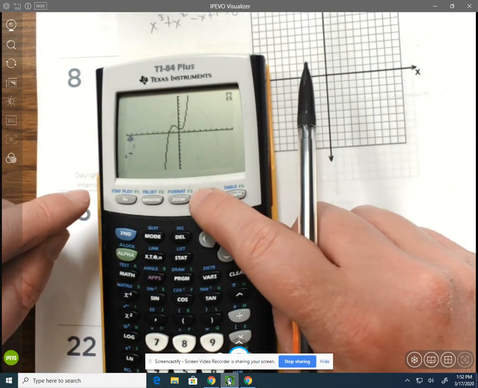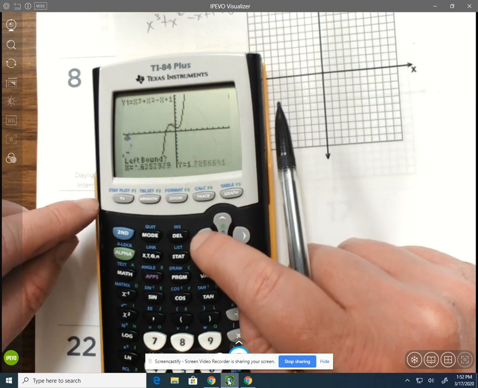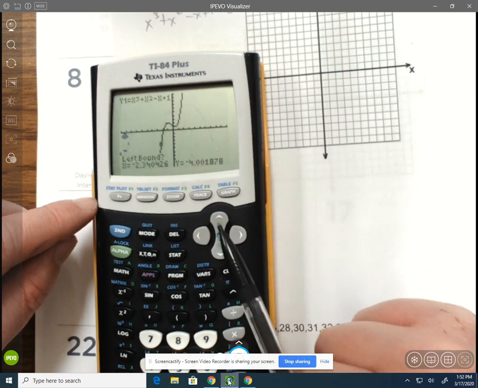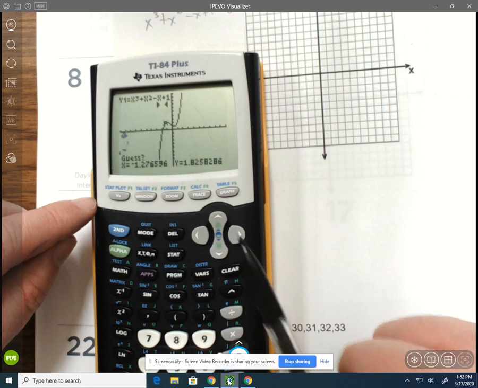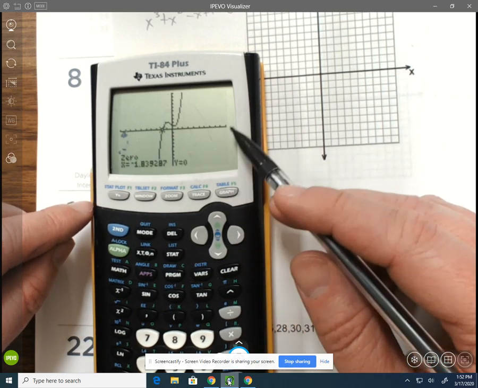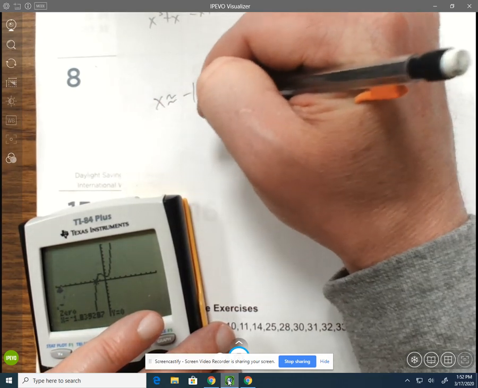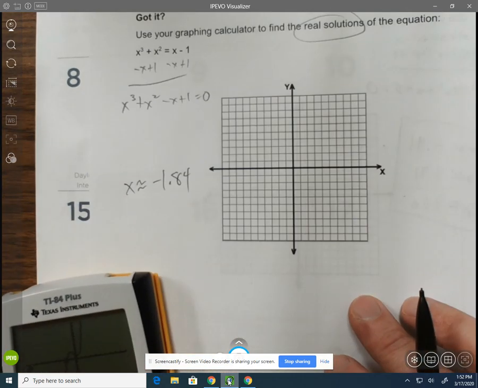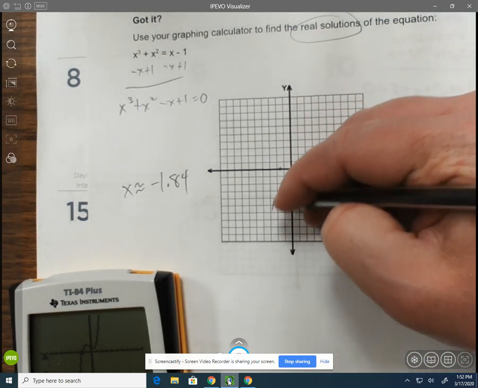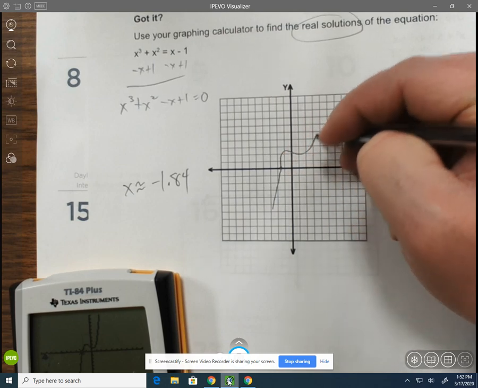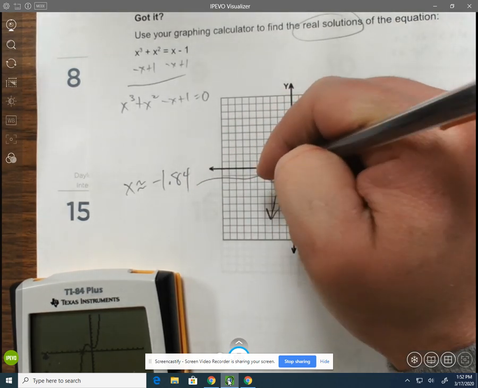So second trace, I want to find the 0, so I hit number 2. I move it to the left of that x-intercept. I move it to the right of the x-intercept, and I'm getting about -1.84 here. So approximately -1.84. Hopefully you got that answer as well. So it looks like this thing comes up here and then does one of these jogs, and there we go. Okay, so that's what we're looking for.